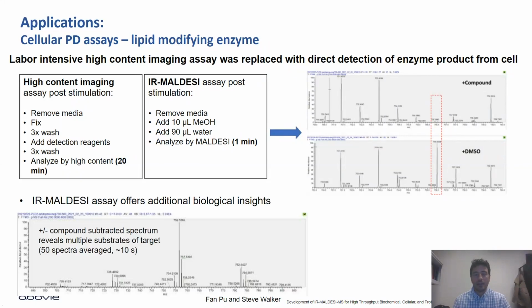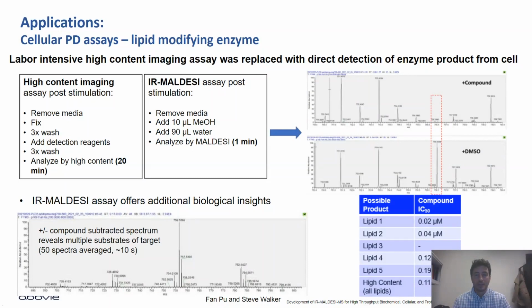Interestingly, IR-MALDESI also offers additional insights where if we take the subtraction of the compound treated versus DMSO well and average those, we can actually pick up a variety of different lipid species that are changing. So we were able to find 5 different lipid substrates for this enzyme. And if we check the IC50 or EC50 of this compound for all 5 lipid substrates, the average of those is the same as the high content assay average, which would not be able to distinguish the individual lipids.